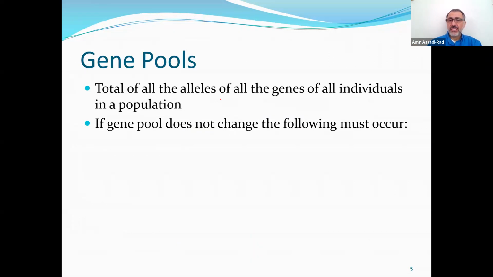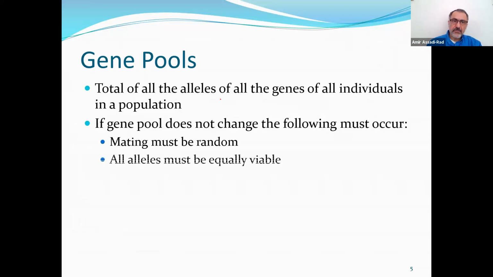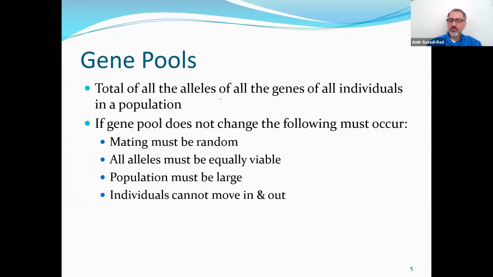If the gene pool does not change, the following must occur. Imagine the City of Stockton. If you do not want the gene pool to change, everybody in Stockton must stay in Stockton, right? So let's look at it. Mating must be random, of course. And then all alleles must be equally viable. And then the population must be large. And then individuals cannot move in and out. I talked about that, and include the other ones that are listed in here. So the following must occur so that the gene pool of all of the genes, of all of the individuals, all of the organisms in that population stays the same.